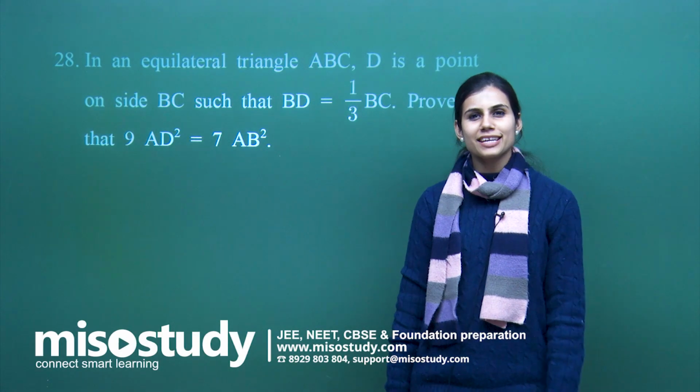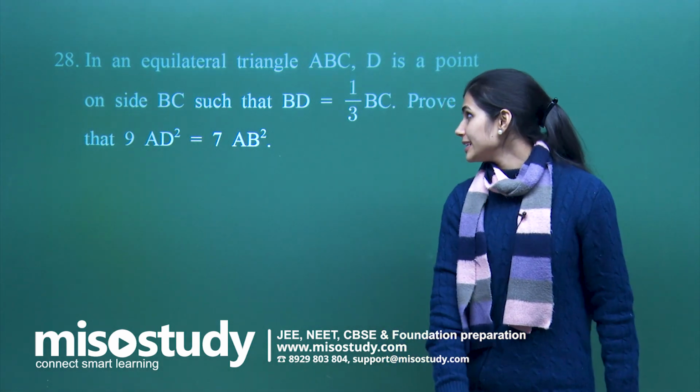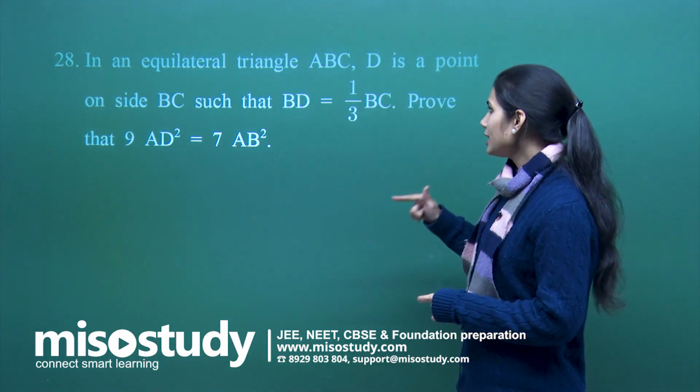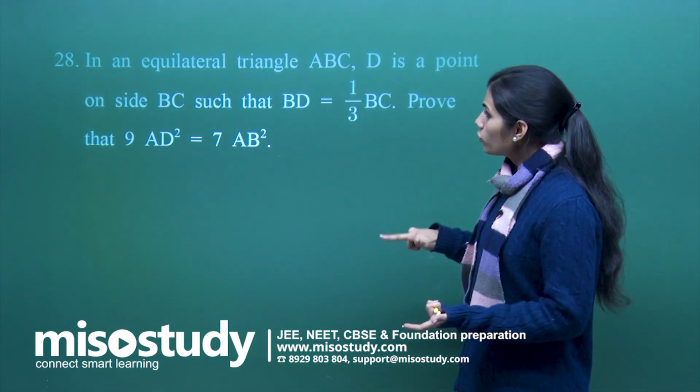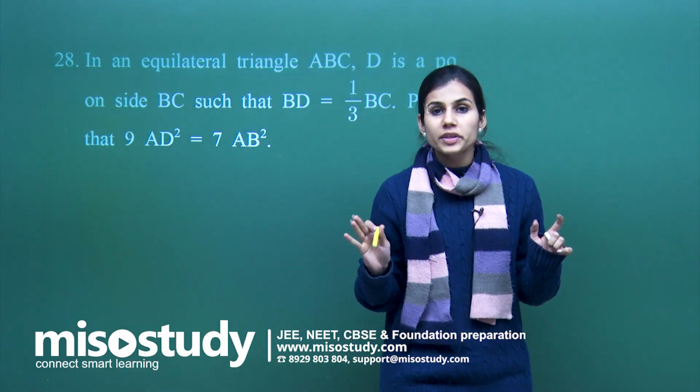Okay everybody, let's take a look at some very important questions now. The question coming up is that in an equilateral triangle ABC, D is a point on side BC such that BD is 1/3 of BC. Prove that 9AD square is 7AB square. So all these things will be clear to you once you're through with the diagram.